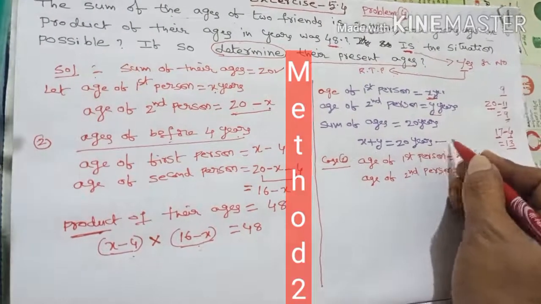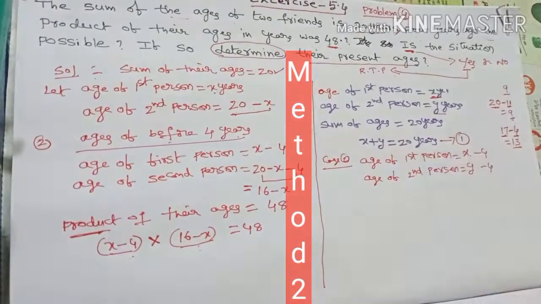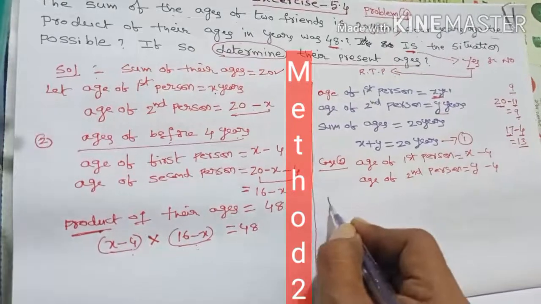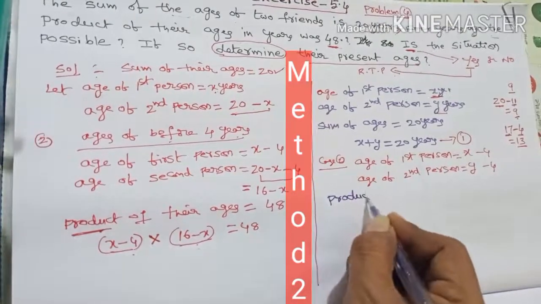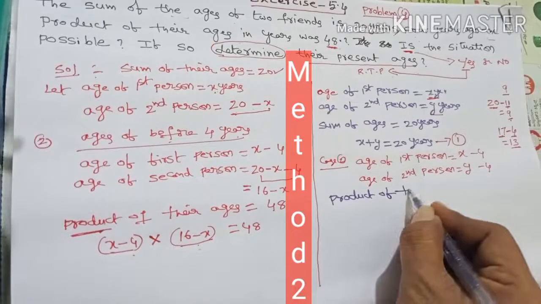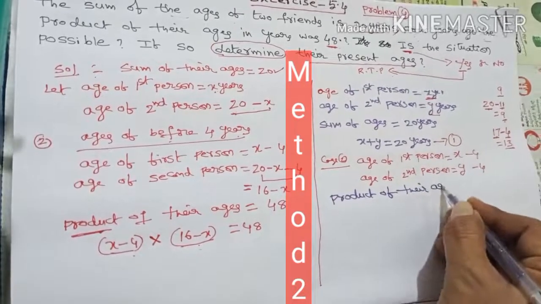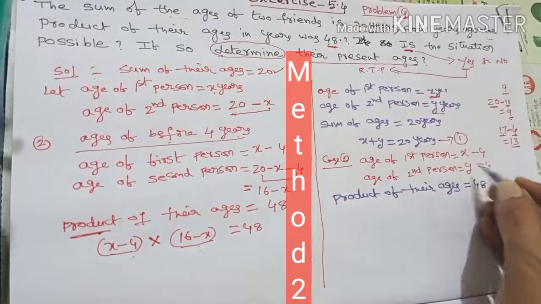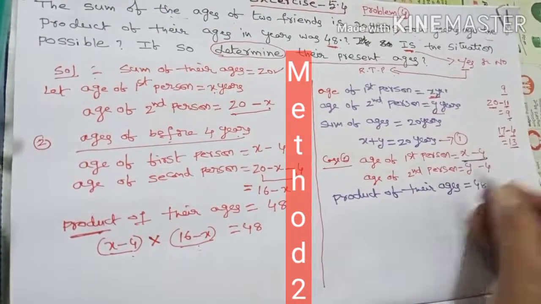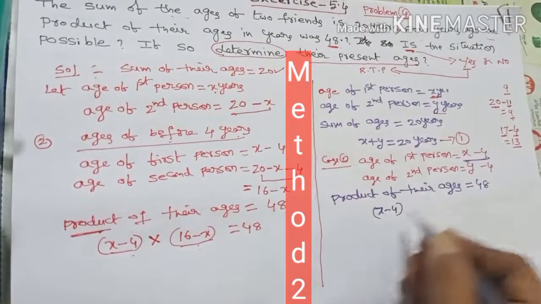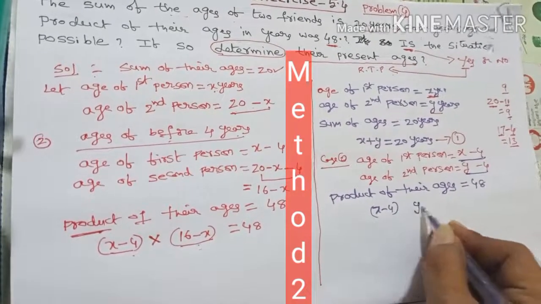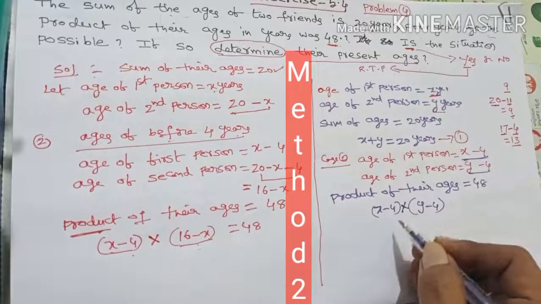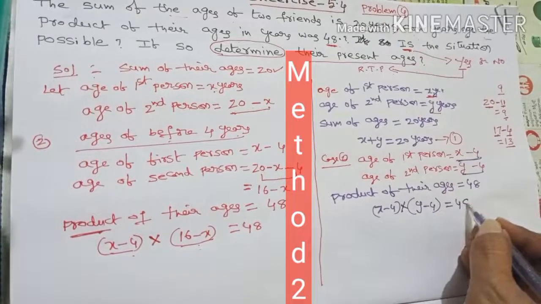Okay, come to here. In this method, you can take this as equation 1. Now if you observe the product of their ages is equal to how much? 48. According to this, what is the age of the first person? x minus 4, isn't it? Then what is the age of the second person? y minus 4. Then for getting the product, you have to multiply these two.